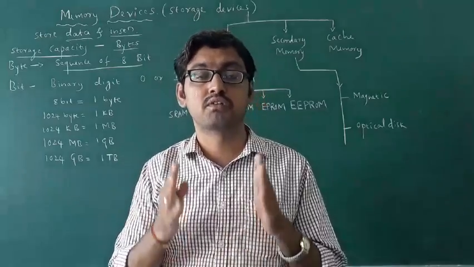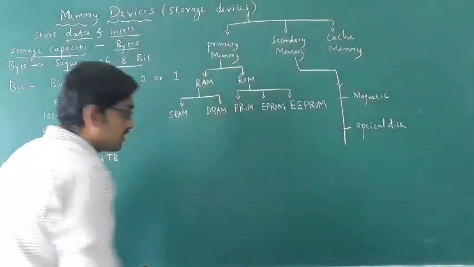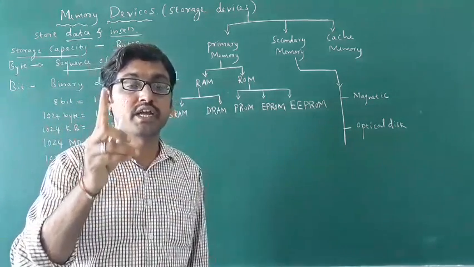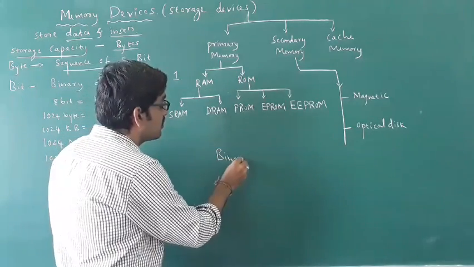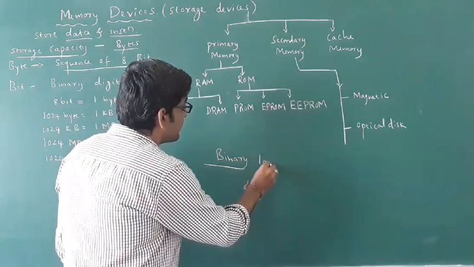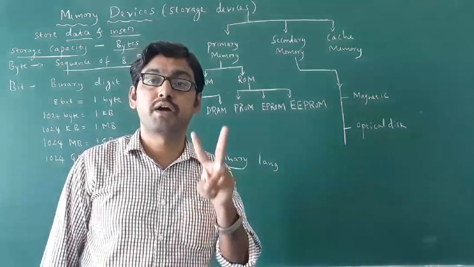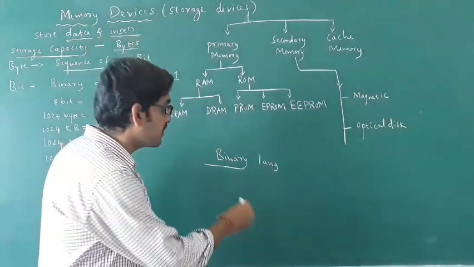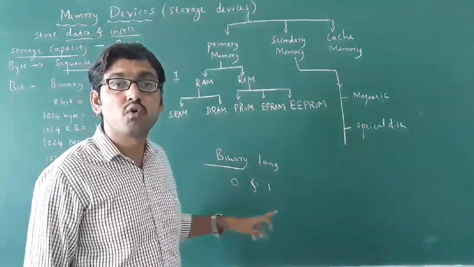one thing you have to remember: the computer can understand only, it does not understand any English language or Kannada language, but it can understand only which language? Binary language. You have to remember this, binary language. It can understand only binary language. Binary means 2. It can understand only 0 and 1.